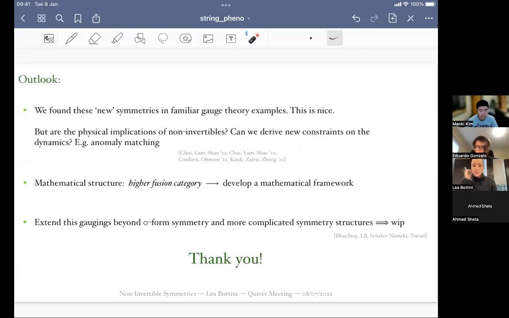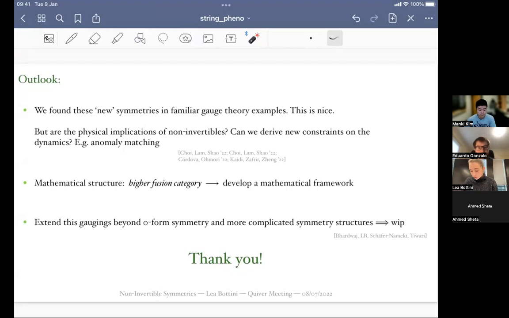And then on another completely different note, the mathematical structure that we expect to describe, in general, the set of topological defects in a theory is a higher fusion category. And higher categories are not even on super solid ground in mathematics. So it's a topic still in development in mathematics. And this is maybe one of the directions in which studying these higher categories from a physical point of view can also give an input on the mathematical construction.